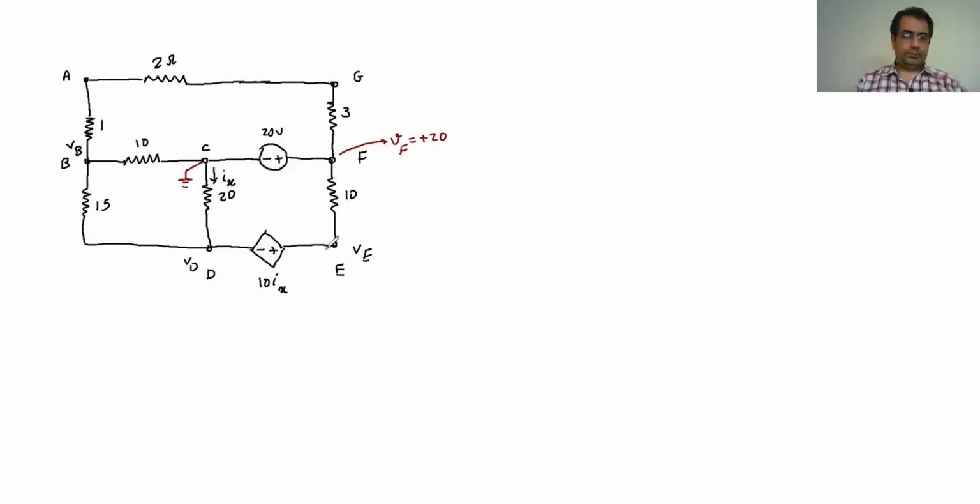Now to start to write the KCL or the node voltage method, I start to assume the current leaving the node. So I start from the B. So I have the current going from here, here, and here. So the I goes from B toward C. The I goes from B toward D. And the I here goes all the way up there. It goes from B toward A, G, and then eventually toward the F.